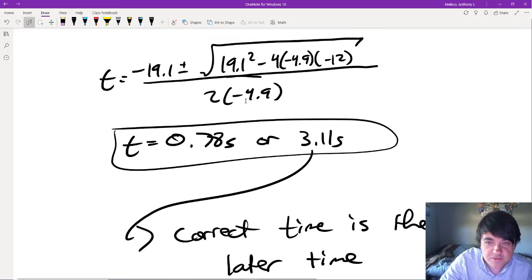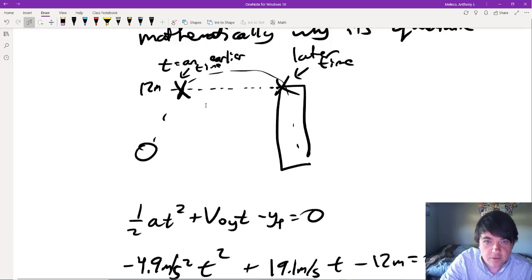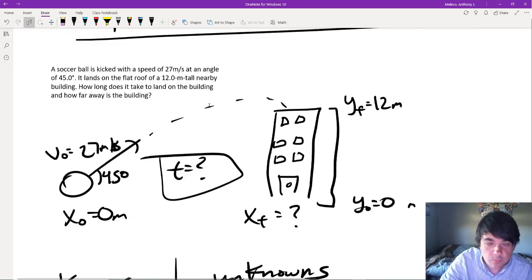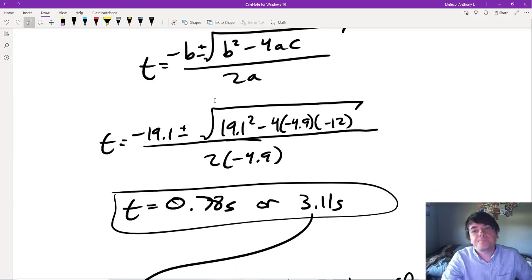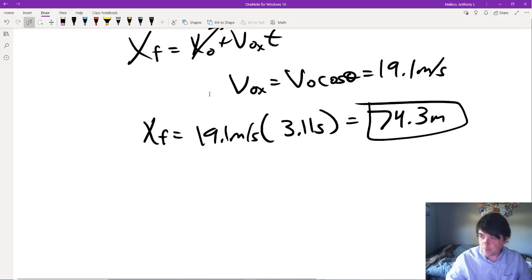And so this is how you tackle these quadratic questions. They're a little bit more complicated than the other ones because you have a quadratic formula to deal with. But that's the way it goes.